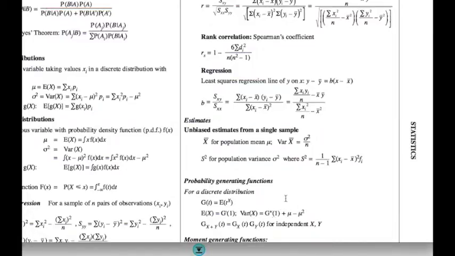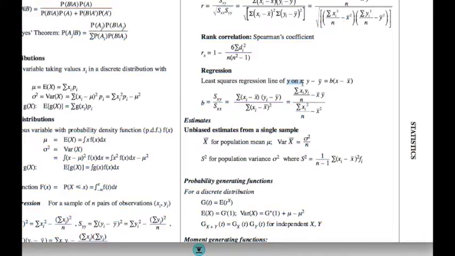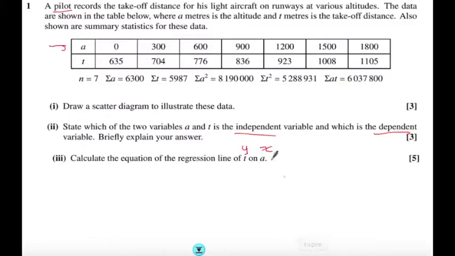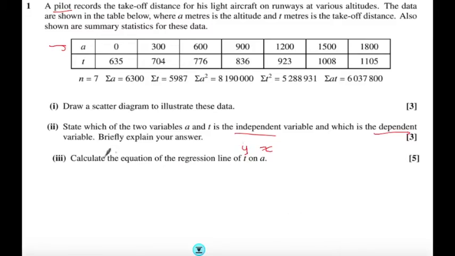So we're probably going to want to go to our formula book and look at the regression stuff. So this is what we're going to be using. This is for Y on X, and ours was T on A, so we've got it the right way around. Right, so first thing we're going to want to do is find X bar and Y bar, which in our case is going to be T bar and A bar.